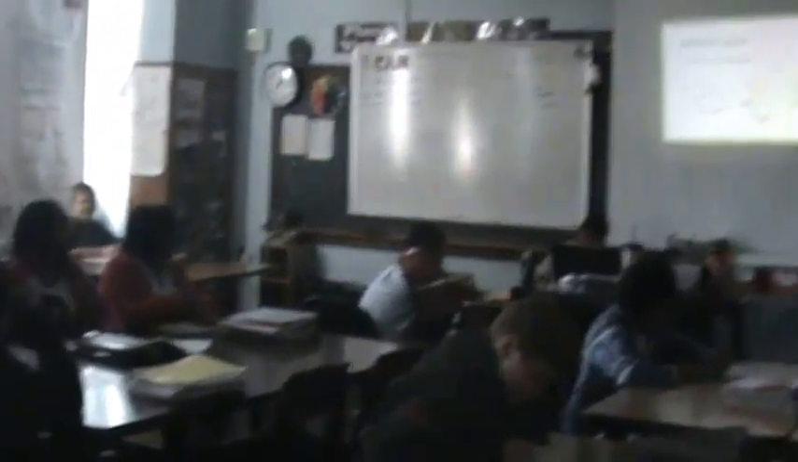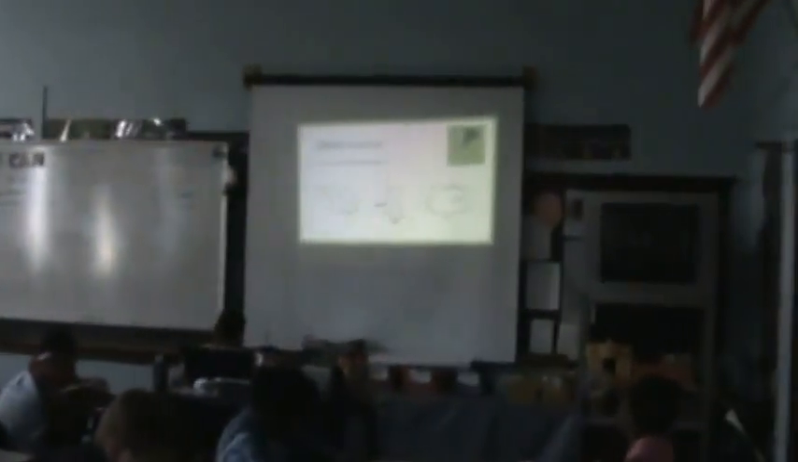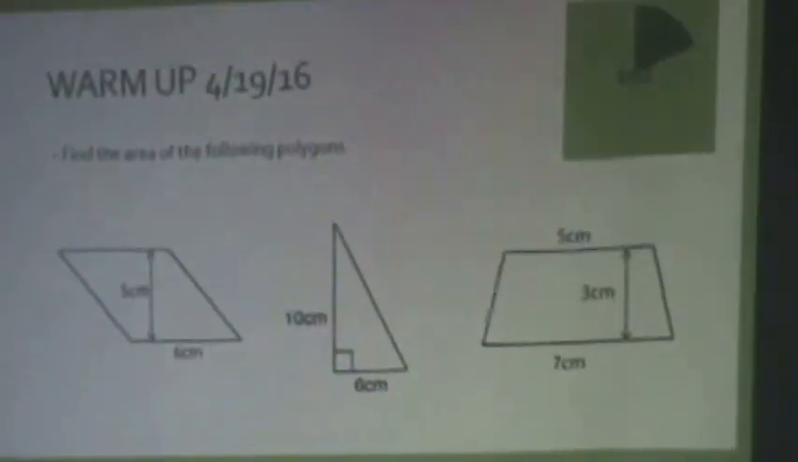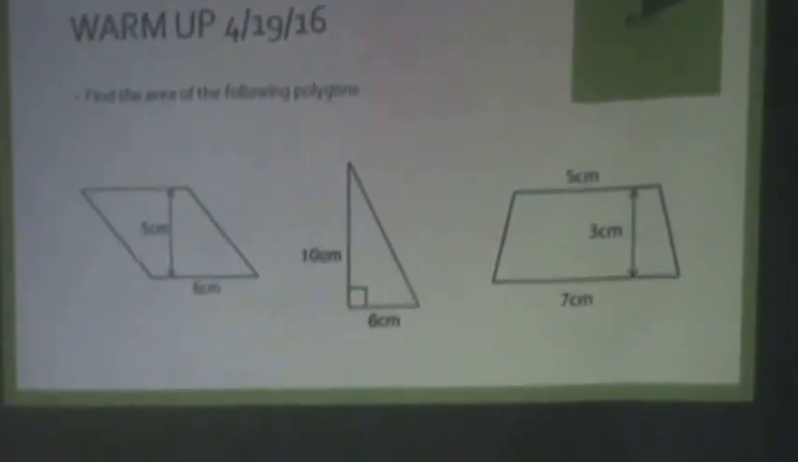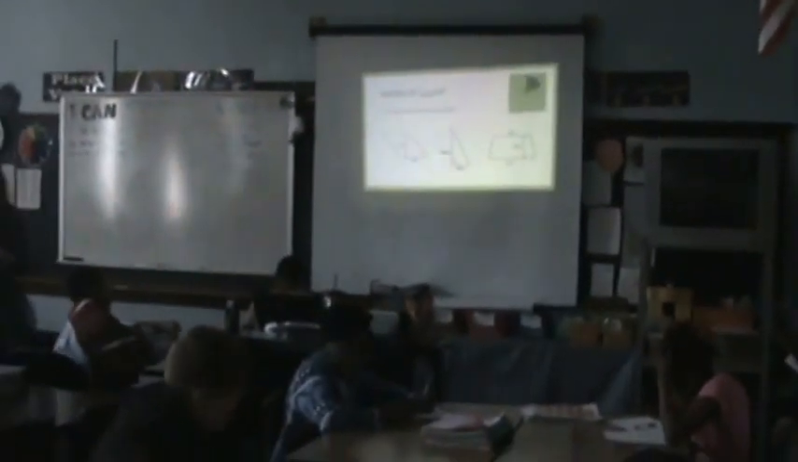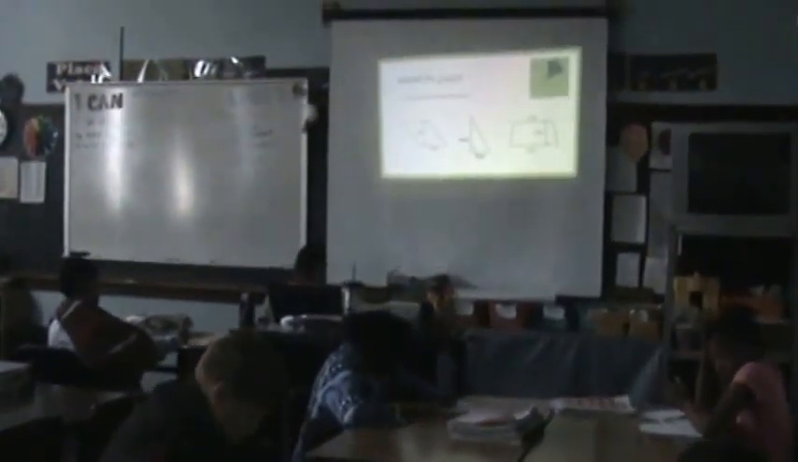Got your pen? You got one. This looks like the warm-up from yesterday, but it's not the same one, so it is a new one. If you don't know how to do it, you know the drill. Write down the numbers, write down the problems, write down the directions, write something on your paper.